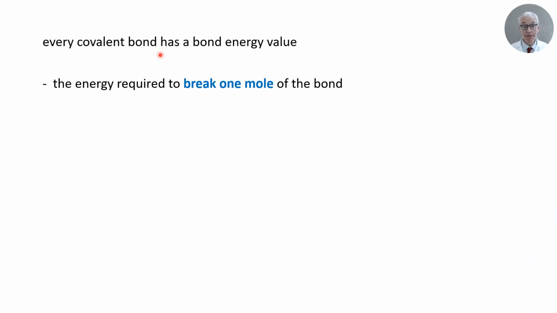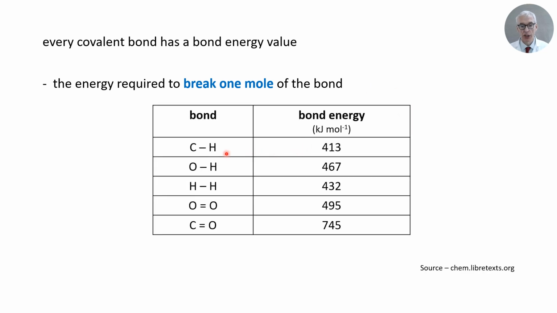Now, every covalent bond has a bond energy value. This is the energy required to break 1 mole of the bond. Here are some examples. A carbon-hydrogen bond, 413 kilojoules per mole. Oxygen-hydrogen, 467. Hydrogen-hydrogen, 432. Oxygen-oxygen double bond, 495. Carbon-oxygen double bond, 745. As you would expect, the double bonds have a higher bond energy value. That is, they are stronger.